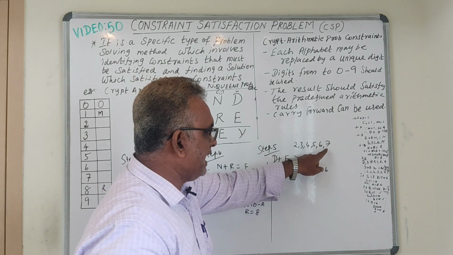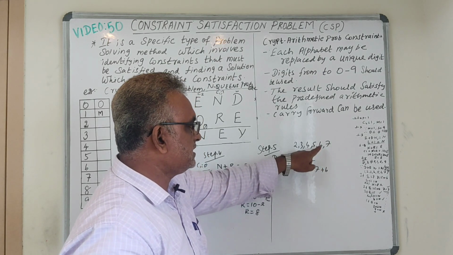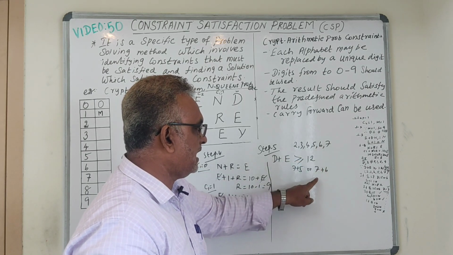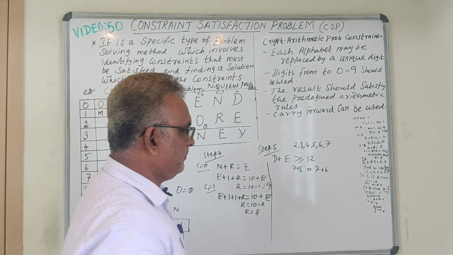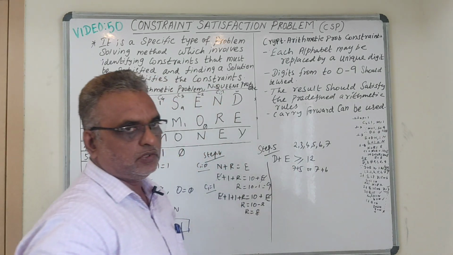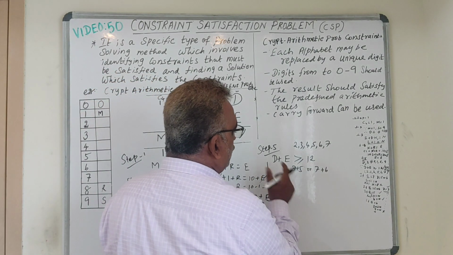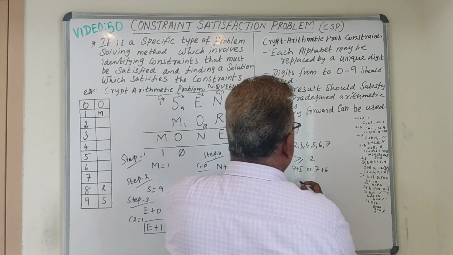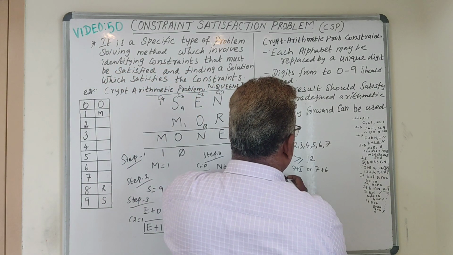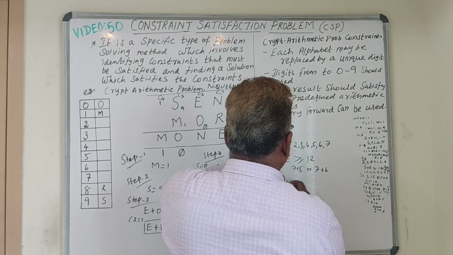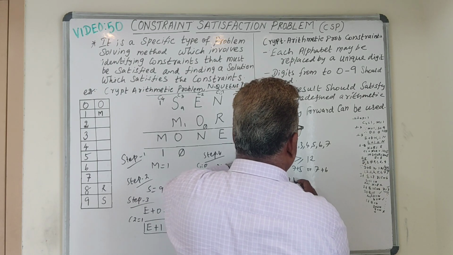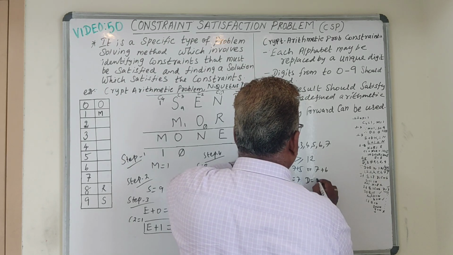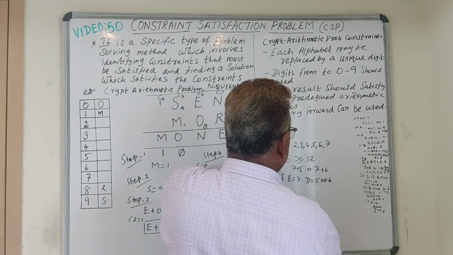So one possibility is 5 plus 7, that is 12, and another possibility is 7 plus 6, that is 13. So only two possibilities are available. With this, now we can find out the values of D and E. Initially I am assigning E equal to 7 and D equal to 5 or 6.